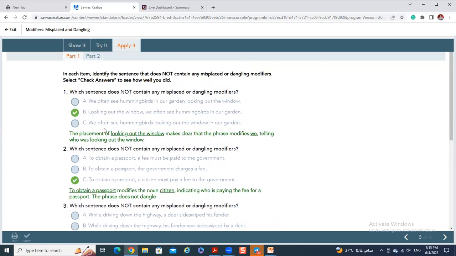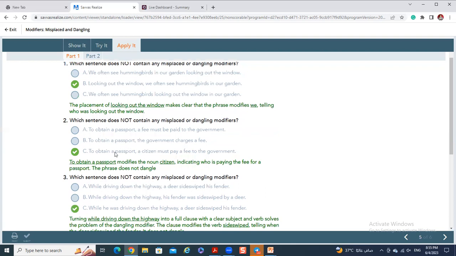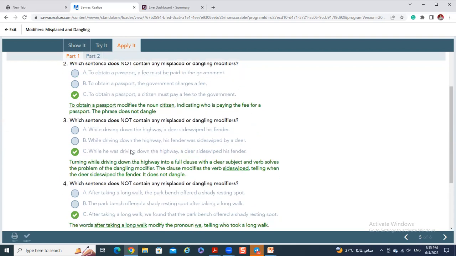Perfect. So here, looking out the window describes or modifies we. Here, looking out the window modifies garden. That is wrong. Here, looking out the window modifies hummingbird. That is wrong. Here, to obtain a passport, a citizen. Who's going to obtain the passport? The citizen. Not the fee, not the government. Here, while driving down the highway, deer. Who's driving? Not the deer, not the fender.